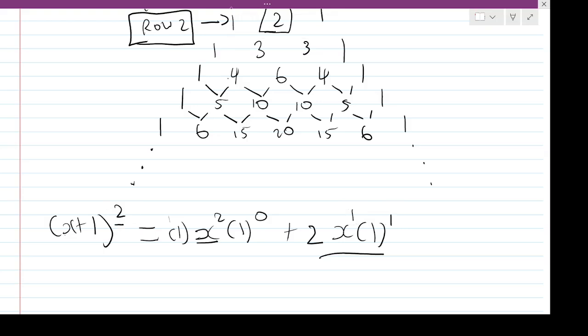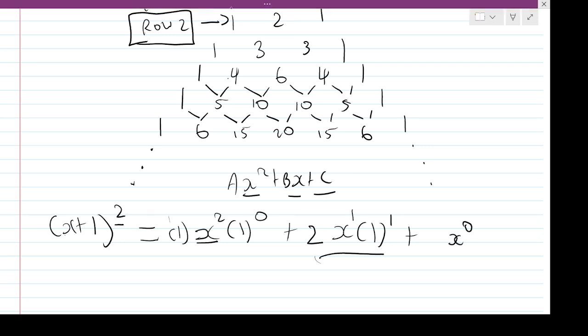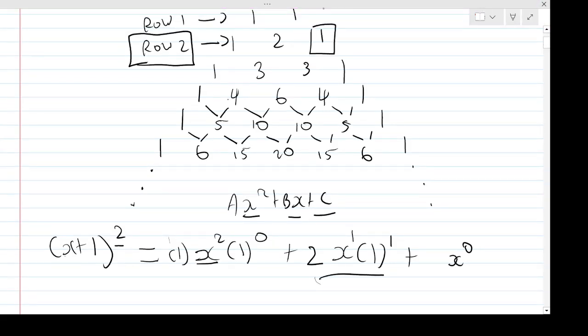And then our last term, well, there'll be no x term, right? It's like a quadratic, ax squared plus bx plus c. That's what we expect. So we have the x squared term first, the x term, and then this number at the end with no x. Now, if there's no x at the end, that's just x to the 0, right? And so the coefficient, via this triangle, is now 1. That's the last number in this row.